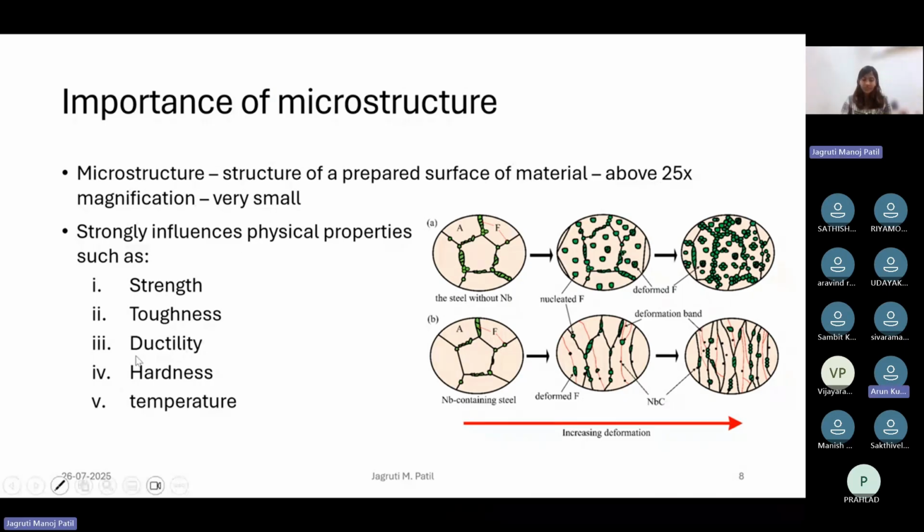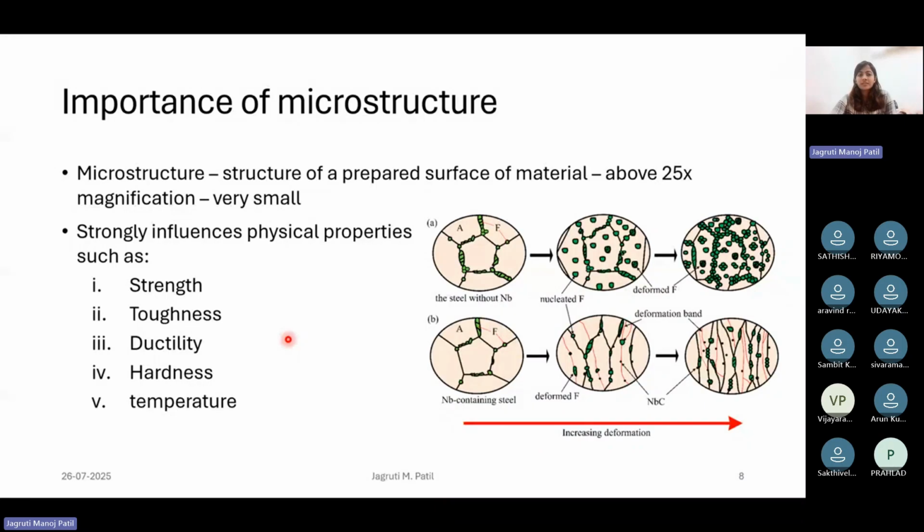What will this microstructure tell us about? We saw that this is the smallest unit in a particular prepared material. If you look at this schematic, you can see a material without an element present, and the material containing that element. So it's a steel without neodymium, and still with it. Now, what happens when it's nucleated, how the structures are separated, how they get fragmented, and how they are deformed after a certain point. So to monitor these activities, one needs to see the microstructure of it.